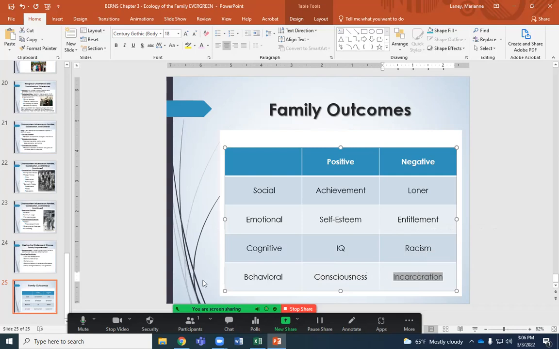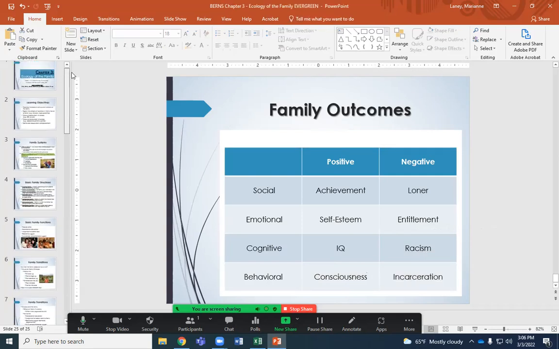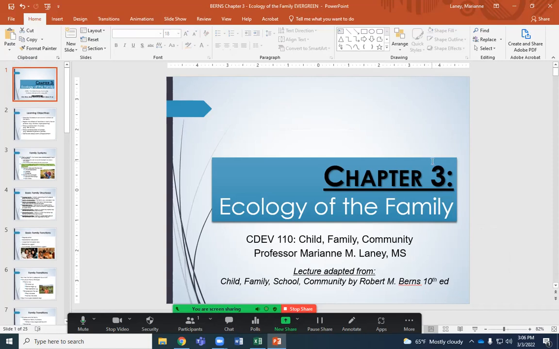Woof. Yeah. So the family has a lot to do with supporting a child, socializing a child over their lifetime to a positive or negative outcome. That's the point of all this.